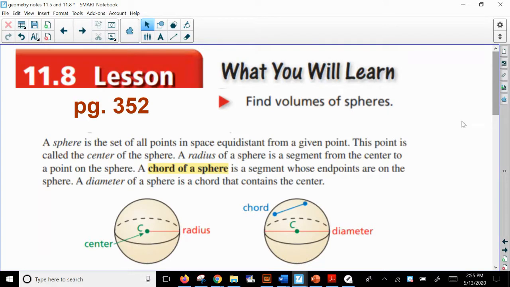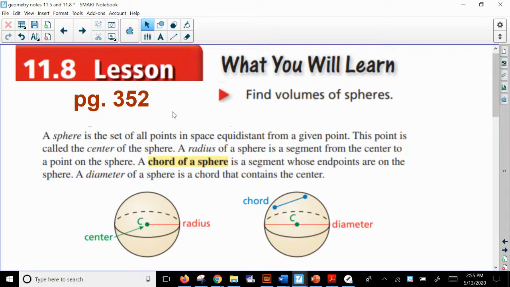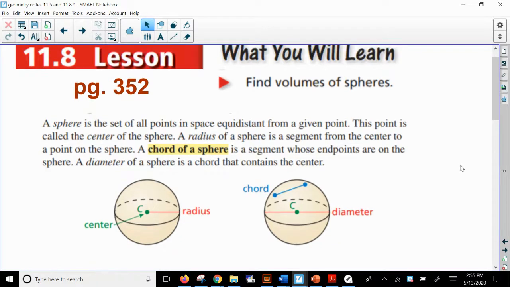So now we're finding the volume of a sphere. This is section 11.8. If you brought your book home, it's on page 352. I'm talking about the student journal. A sphere, anything shaped like a ball, is a sphere. The earth, the moon, a globe, a basketball, all of those things are shaped like a sphere.